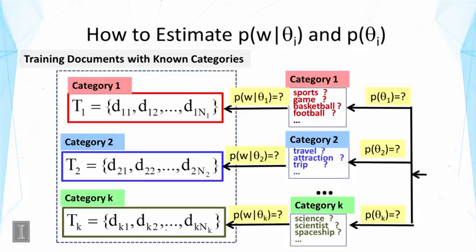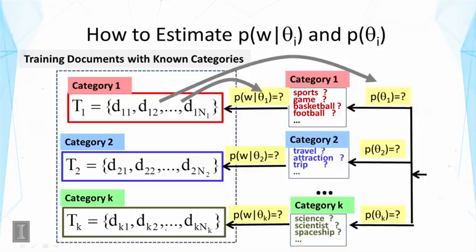So one is the prior, the probability of theta i, and this indicates how popular each category is, or how likely we would have observed the document in that category. The other kind is the word distributions, and we want to know what words have high probabilities for each category. So the idea then is to just use the observed training data to estimate these two probabilities.